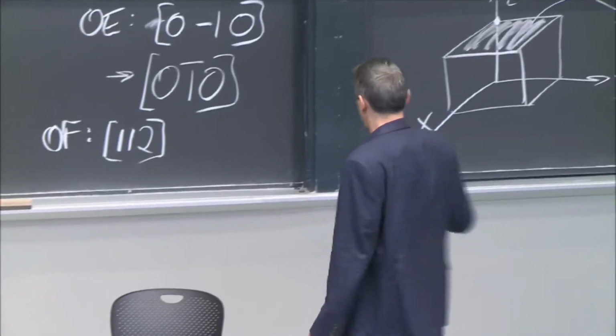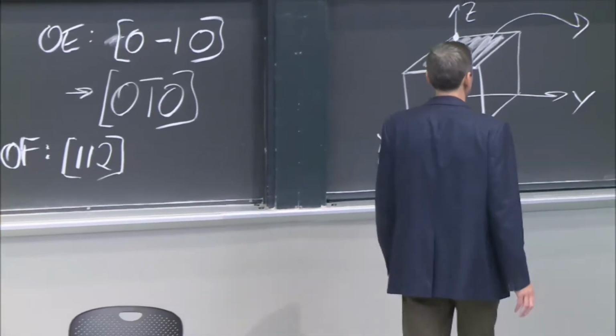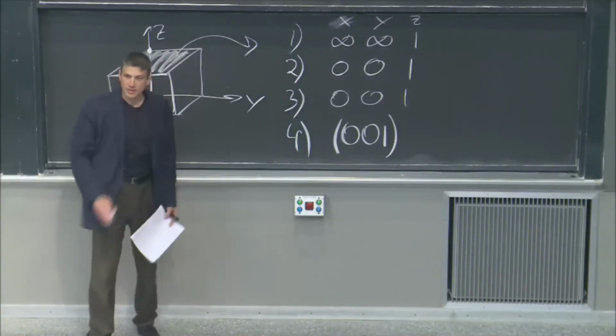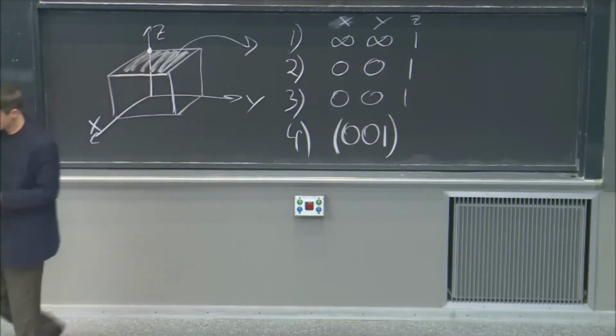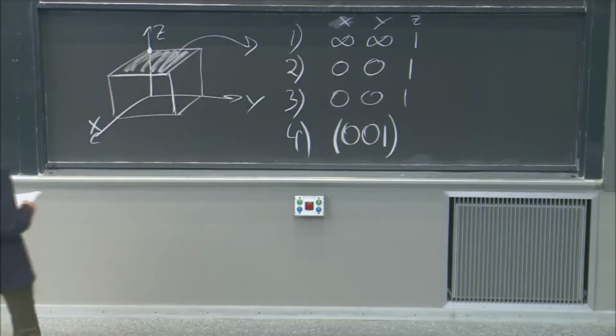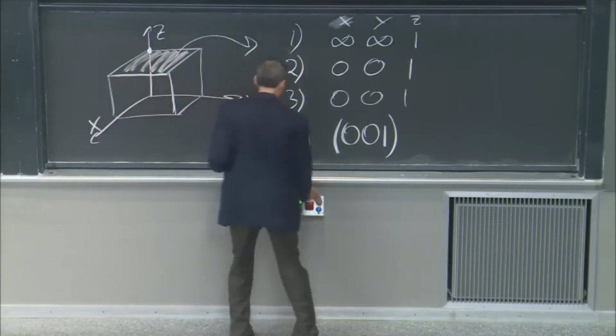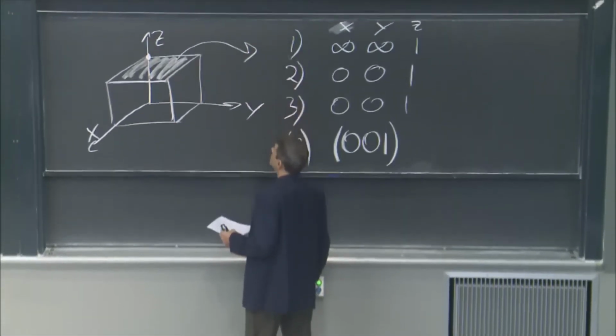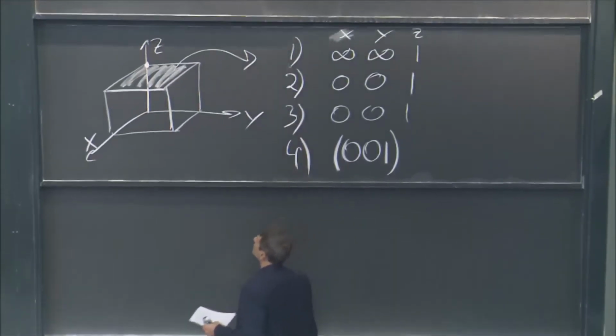It's the 0, 0, 1 plane in this crystal. That is a cut. Okay, good. And that's called a Miller plane. Well, if I do another example, do one more. So that is this one.